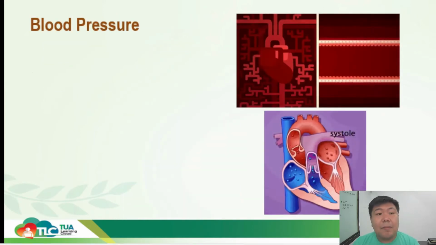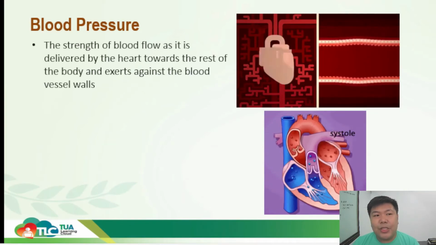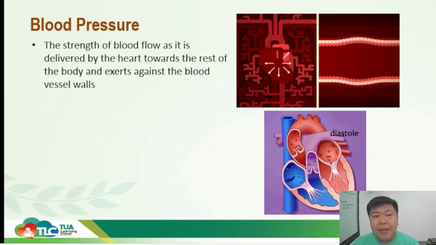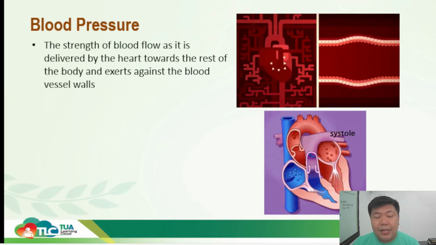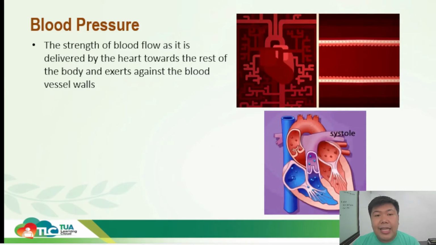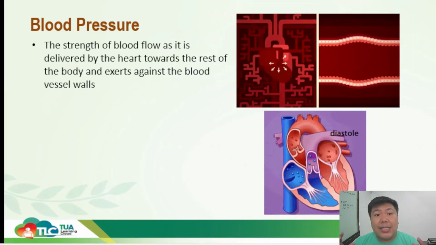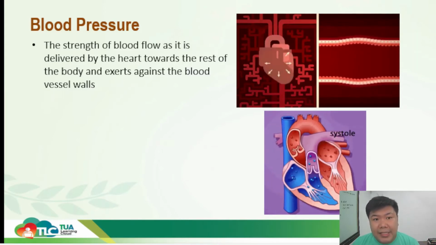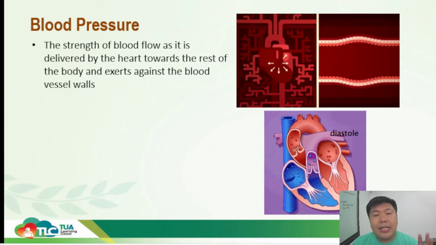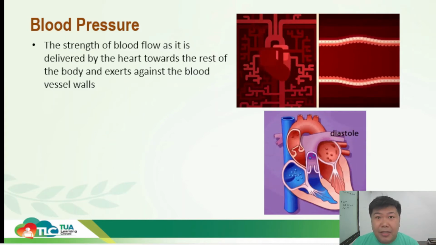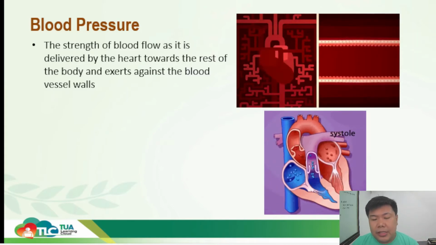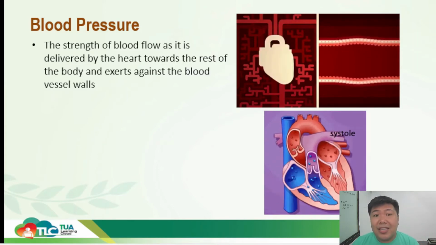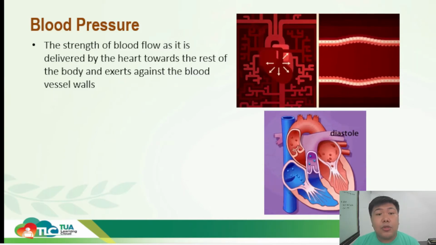Next, let's talk about blood pressure. So what is blood pressure? It is the strength of blood as it is delivered by the heart towards the rest of the body. And we know that as blood flows through the arteries, it exerts effort or causes a bulging of the blood vessel walls. So we want to determine how much pressure is flowing through the vessels, because if there's too much pressure, then it might cause the vessels to erupt, or to explode in simpler terms. So we want to determine what is the current pressure of the blood as it flows through the vessels.